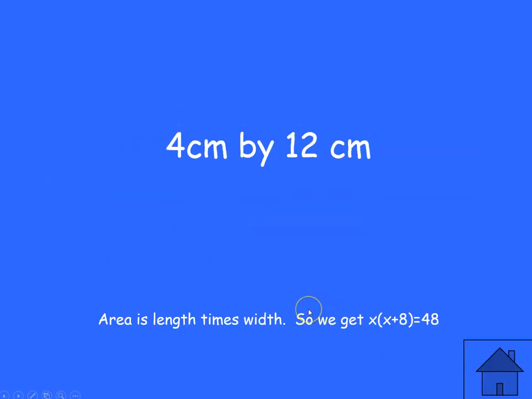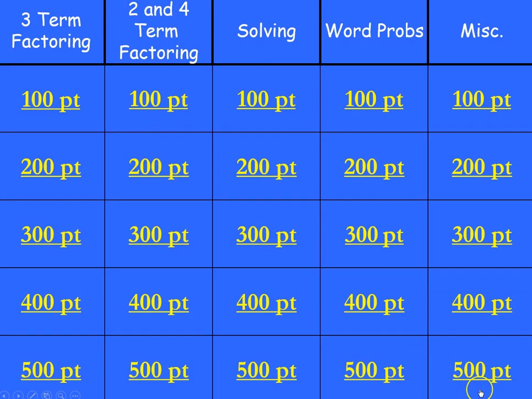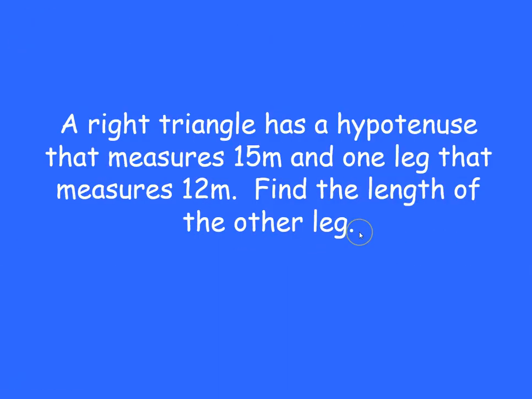And so then you're going to have to solve this by distributing the x in, getting it equal to 0. When you do that, you should get an answer as x equals 4. And that would mean the length is 8 more than that, which is 12. Next question. The $300 question for word problems.